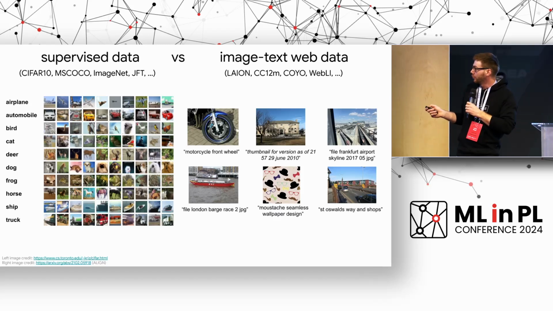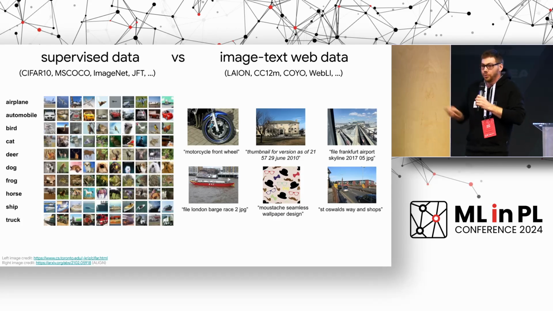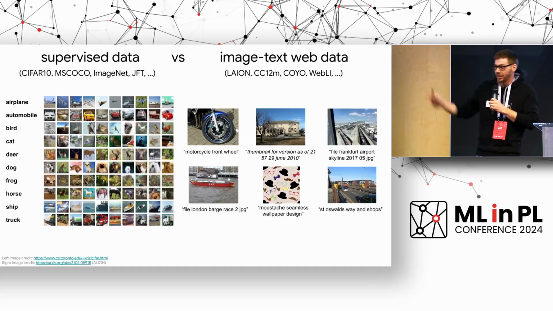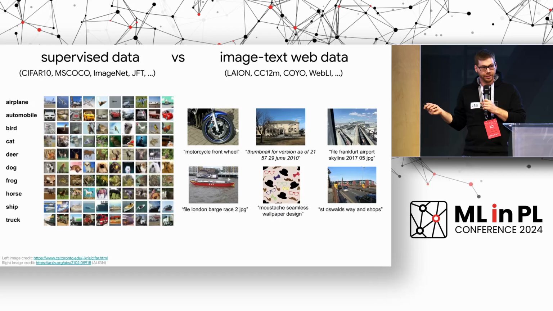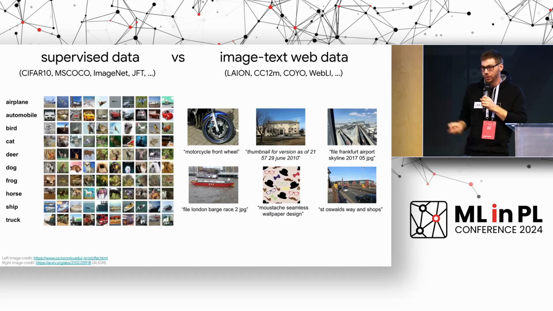This is Frankfurt Airport skyline in 2017. Like, no PhD student ever would have thought to make this a class in the dataset collection, right? So if we manage to train on this kind of data, then via the introduction of language, actually we kind of, I like to say, open up the vocabulary.